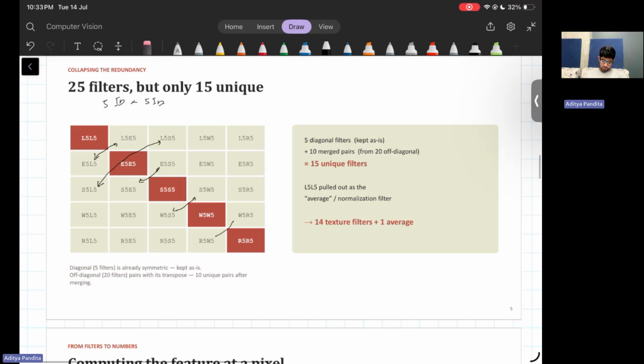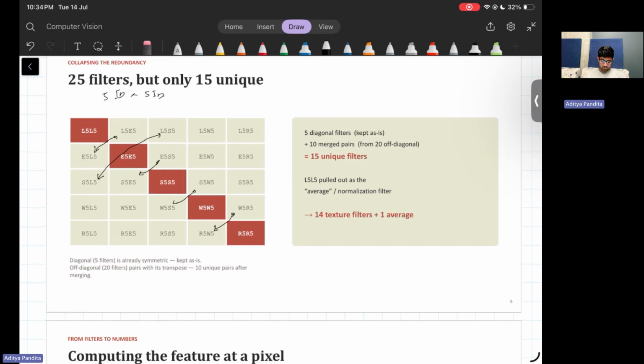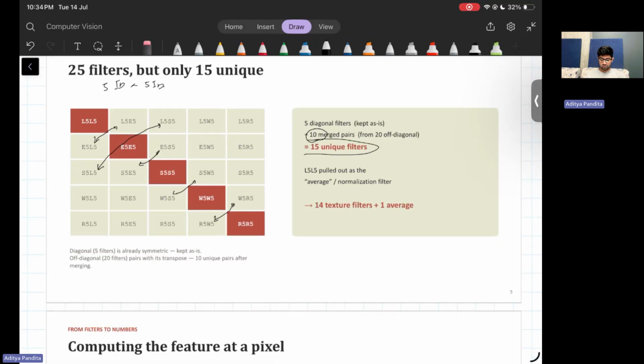So in total, right now it gives us 25 different filters, but by their use case, the five diagonal ones would be unique pairs, which are totally different, but the rest of the pairs contain the same kernels in them. So the remaining 20 pairs can be combined to make 10 merged pairs and 5 unique diagonal filters. So it gives us 15 unique filters, and we can use these filters.